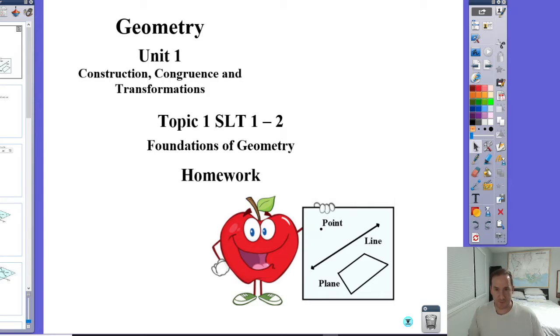Hey guys, I wanted to do an answer key for the Unit 1, Topic 1, SLT1 through 2 homework. There's 2 homeworks in this packet. There's 5.1 and 5.2, and then there's 8.1 and 8.2. Those are the 2 homework assignments that are due, and I'm going to just put them both into one video, I think, because they don't take too long. So let's get going.